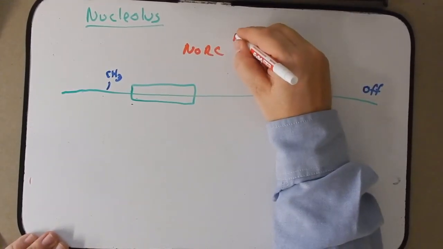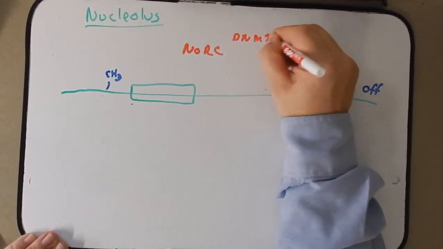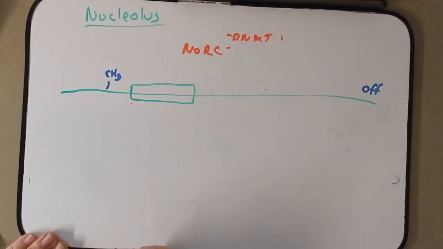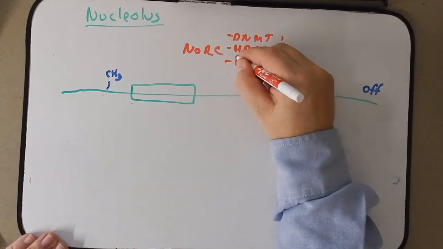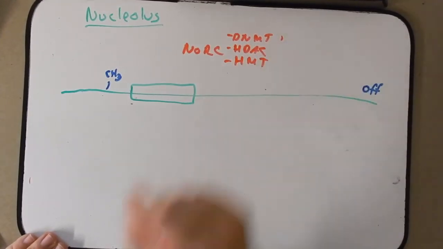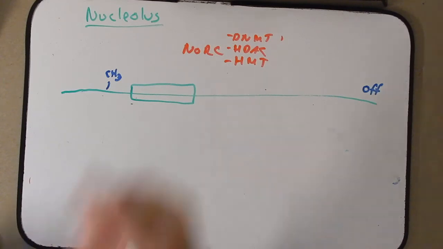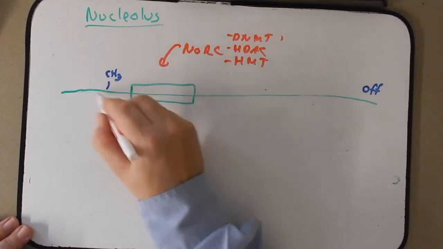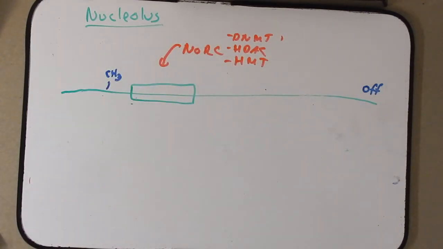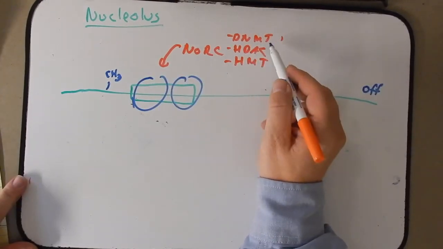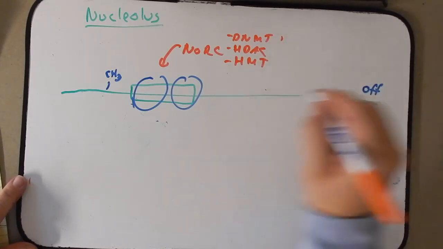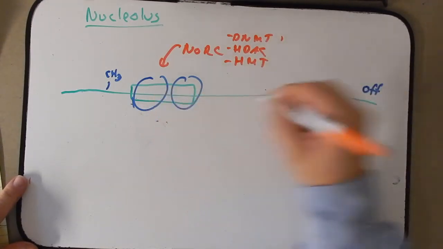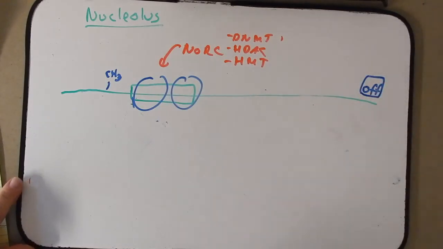Associated with this complex we have DNA methyltransferases for the DNA being methylated. We have histone deacetylases, and we have histone methyltransferases. Together, this complex will come along here. It will keep the DNA methylated at that CpG repeat area, but together, these DNA methyltransferases, the histone deacetylases, and the methyltransferases will turn this gene off, or keep this gene off.